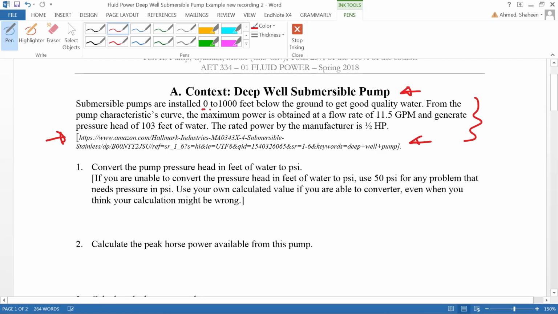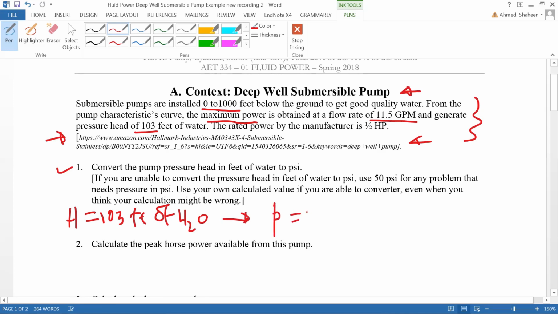Typically, they are installed up to 1,000 feet below the ground to get good quality water. This pump says it produces maximum power at 11.5 gallons per minute, and it develops 103 feet of head of water. The first question is asking to calculate the pressure in psi. So the pressure head of water is 103 feet of water, and then convert that to psi.